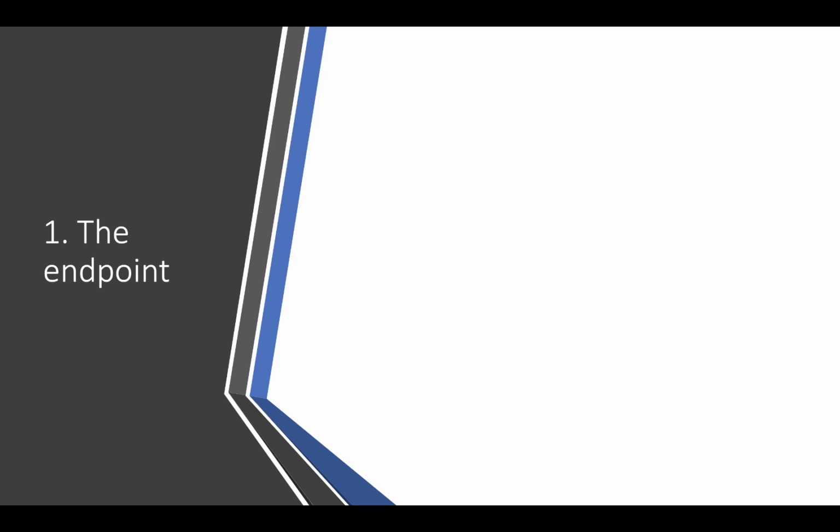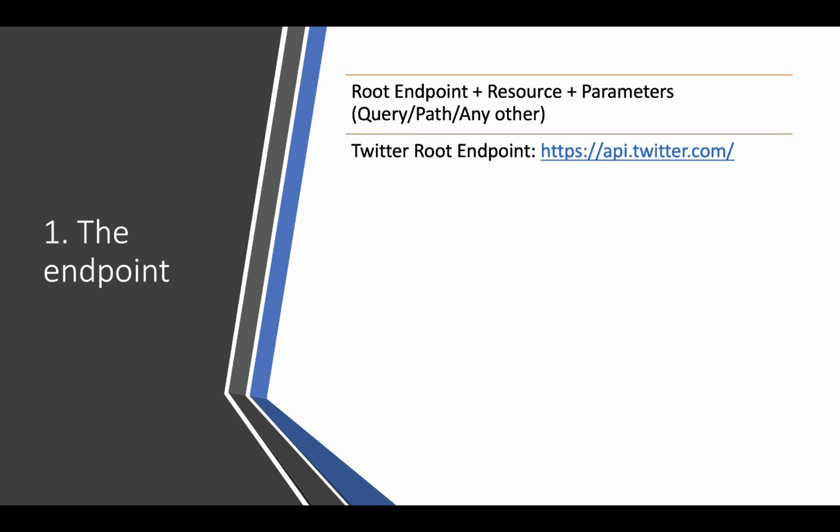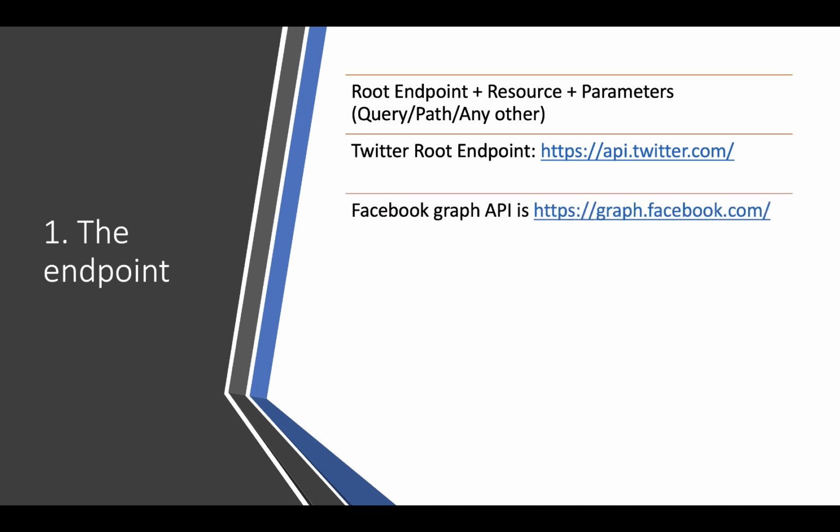Endpoint or root is the URL you request for. It follows this structure: root endpoint, resources, parameter. Parameter like query parameter, path parameter, or any other parameter. So example of some root point are Twitter root point. You can see api.twitter.com. Then similarly for Facebook graph API, it is graph.facebook.com.